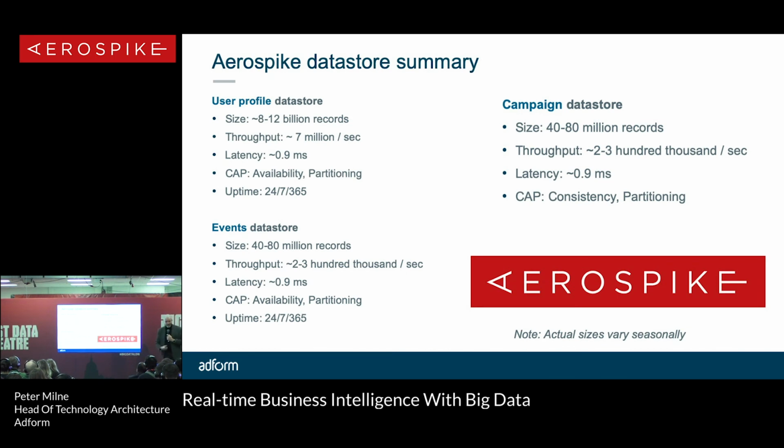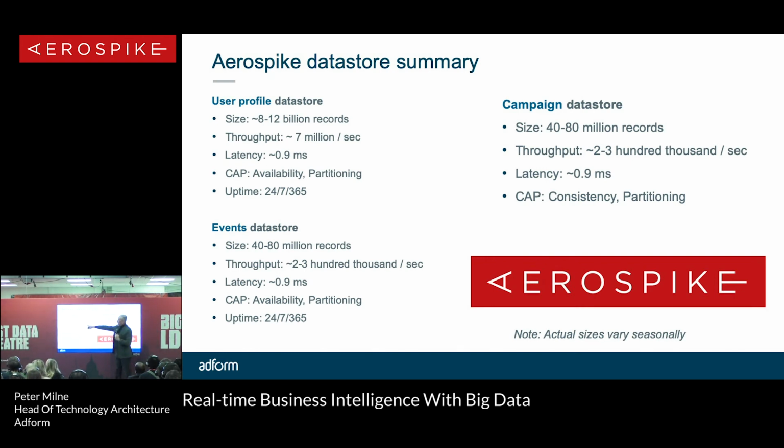So, why Aerospike? I'll tell you about why Aerospike in a minute. I've talked about Aerospike as the data store here. Our user profile store is huge. 8 to 12 billion records, depending upon the time of the year. So we either have 2 records for every human on the planet, or 3 records for every human on the planet, depending what's going on. Throughput's about 1 million a second. Latency is about 0.9 of a millisecond. Sometimes 1.1 milliseconds, but mostly point nine.